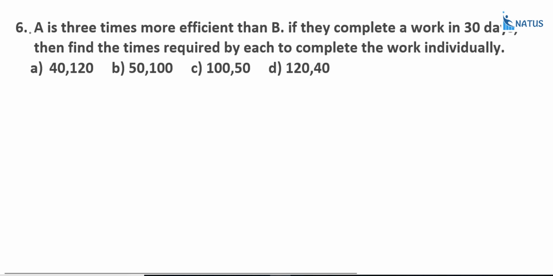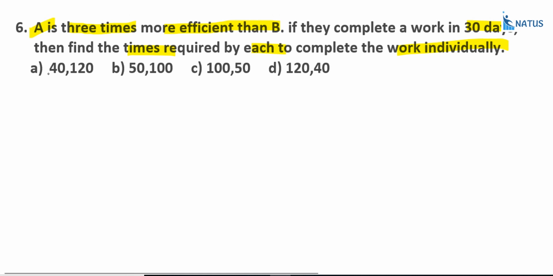Sixth one. A is 3 times more efficient than B. That means, suppose A takes x hours to complete that work. What about B? B must take 3x. Why? Because A is 3 times faster than B, so the time of A must be less than B. That is a very important point. Now, if they complete the work together in 30 days, find the time required by each to complete the work individually.